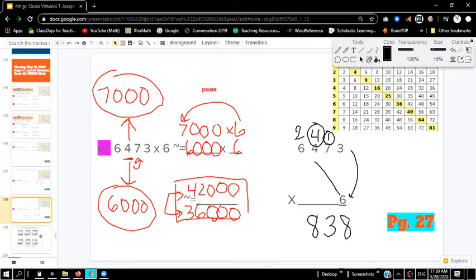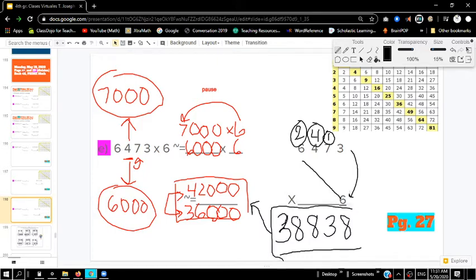And our last problem, 6 times 6 is 36. Plus 2 is 38. All right, so if our final answer is 38,838, we're going to look at our estimation to see if it's approximately the same. It is. Just like I said, it falls in between 36,000 and 42,000. 38,838 is our final answer.